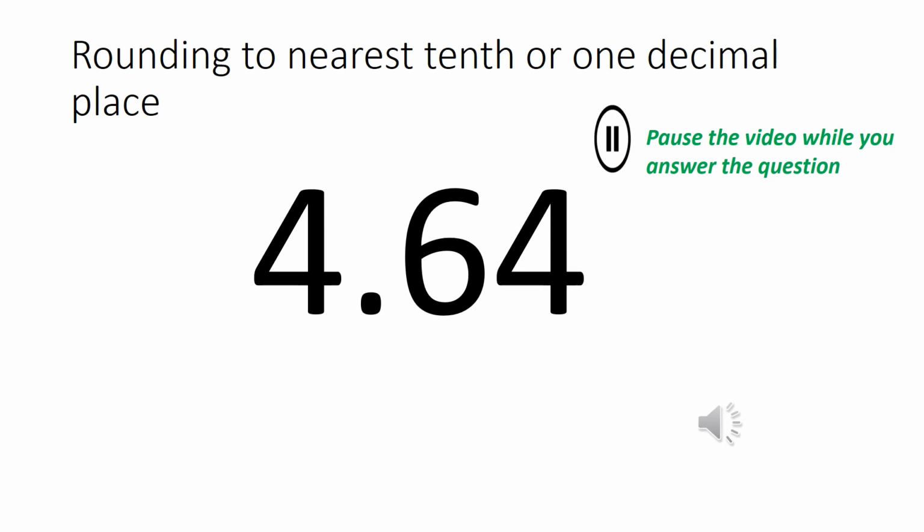We are going to move on to rounding to the nearest tenth, or as it's also called, rounding to one decimal place. Can you explain to somebody around you how you would round the number 4.64 to the nearest tenth or to one decimal place?